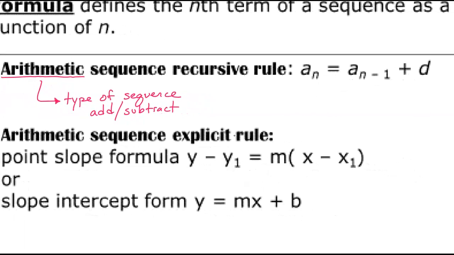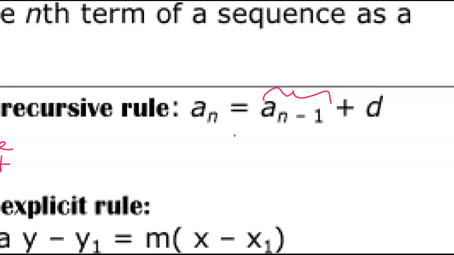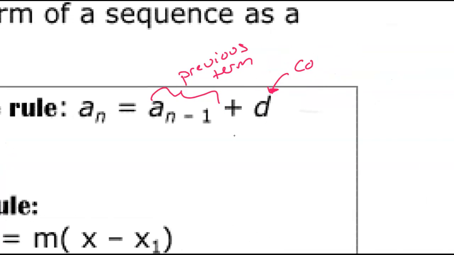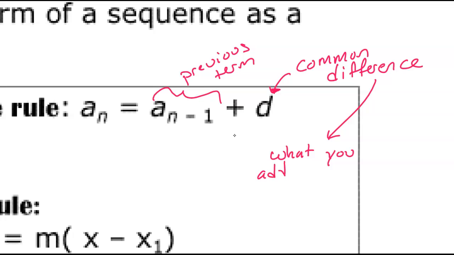Now, the recursive equation type formula is a sub n is equal to a sub n minus 1 plus d, where we just learned a sub n minus 1 is the what? Previous term. And d is what is called the common difference. It is just what you add or subtract by to get to the next term.